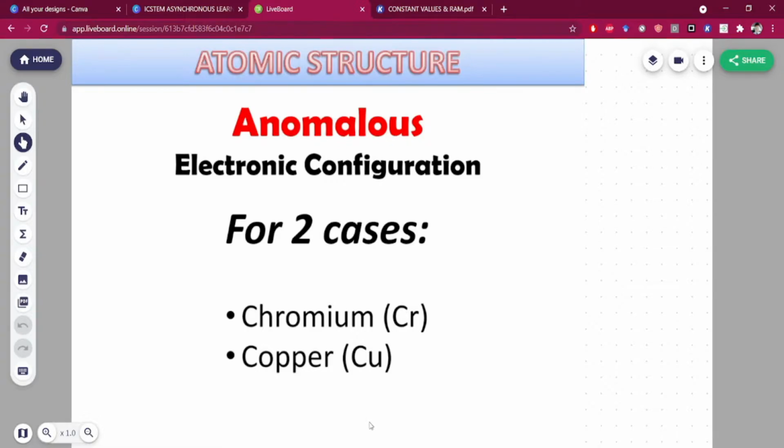We have two cases for the anomalous electronic configuration. In Chapter 2, Atomic Structure, we're going to look at chromium and copper. Do you remember, everyone? These are the only two anomalous cases in Chapter 2. You do not have any other anomalous cases. Therefore, this one should be easy for you to understand. I repeat, these are the only two anomalous cases in Chapter 2, Atomic Structure.